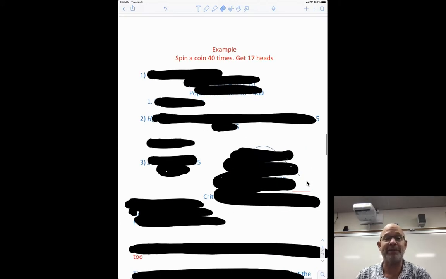This is now a specific example. I'm going to walk through the same exact things. Everything you see me write down here is what I would expect to see on a hypothesis test. So we're going to do the same one we did before, just to not confuse you. We're going to do that one where we spin a coin 40 times, we get 17 heads. The hypothesis is that it's 50%.